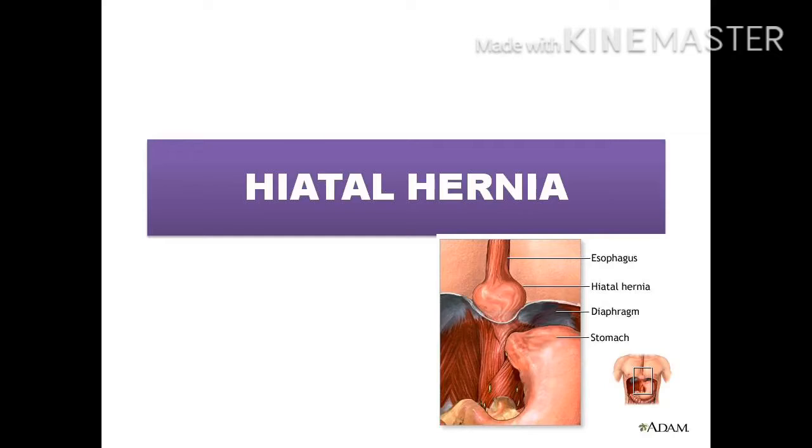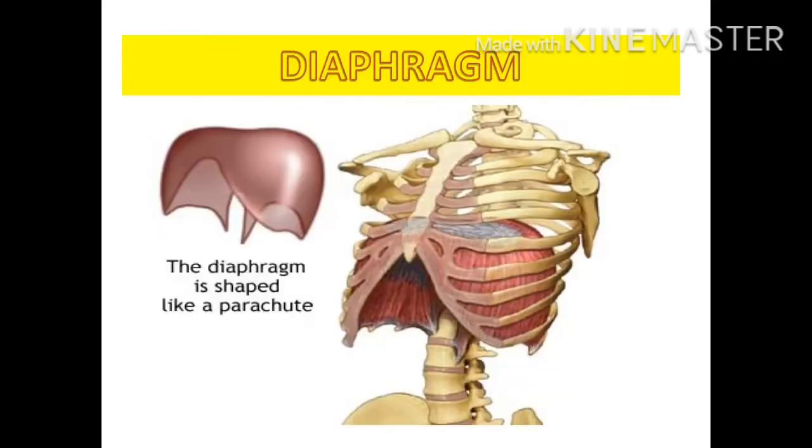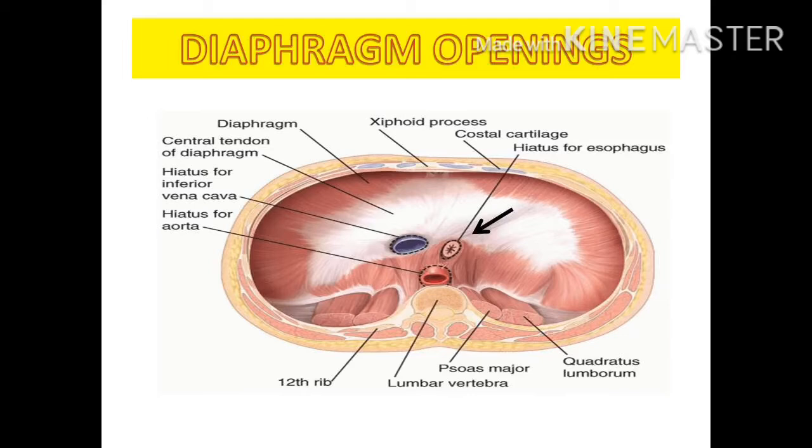Let's see about hiatal hernia today. Let's begin. The diaphragm is a sheet of muscle that lies at the base of the lungs and separates the chest cavity and the stomach. There are a number of openings in the diaphragm through which structures pass between the chest cavity and abdomen, for example, the inferior vena cava and the esophagus. So in hiatal hernia, what happens is the stomach pushes up through that opening into the esophagus.